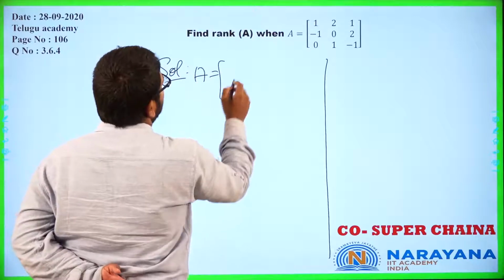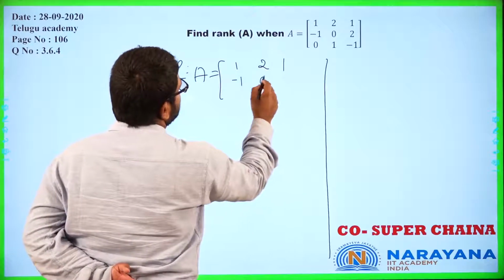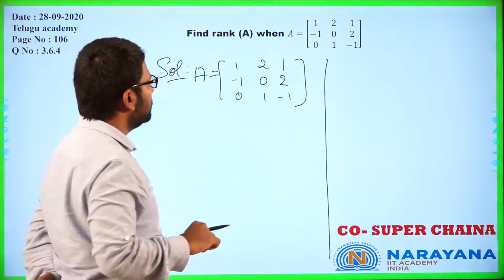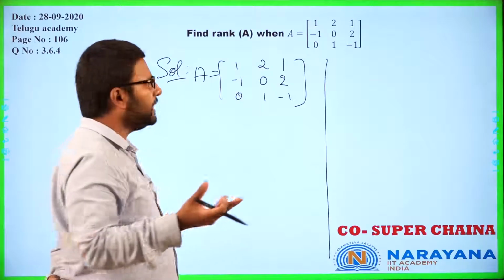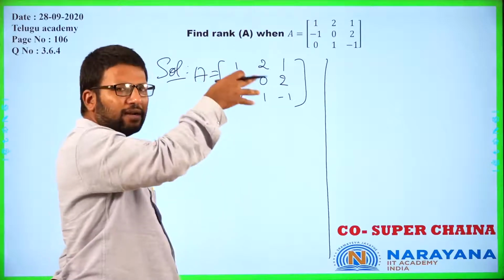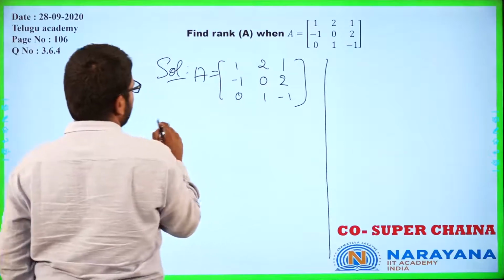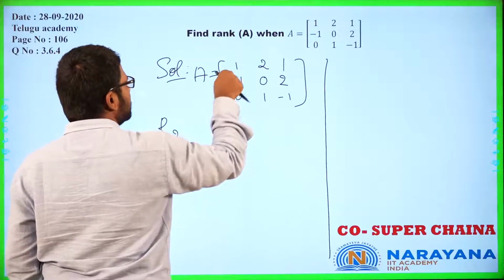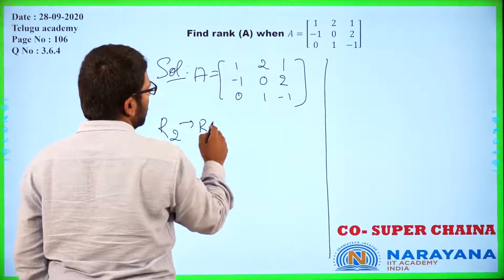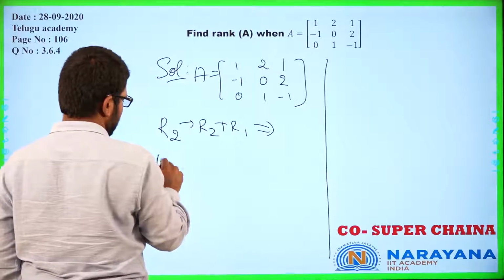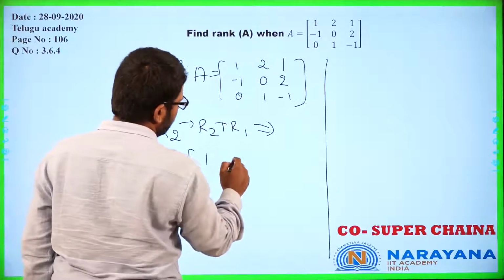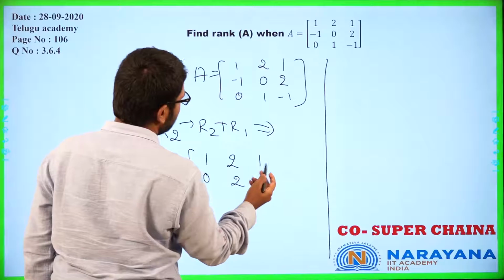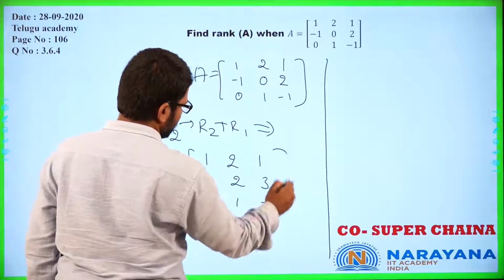A is 1, 2, 1, minus 1, 0, 2, 0, 1, minus 1. Right? So, one way is to find the determinant or just go with the echelon form. In the determinant anyways, we'll have to go explore a bit more. So, let us look at echelon form. R2, I want a 0 here. What should I do? Add these two elements. So, R2 goes to R2 plus R1, which means A would be 1, 2, 1, adding these two, 0, 2, 3, 0, 1, minus 1, right?